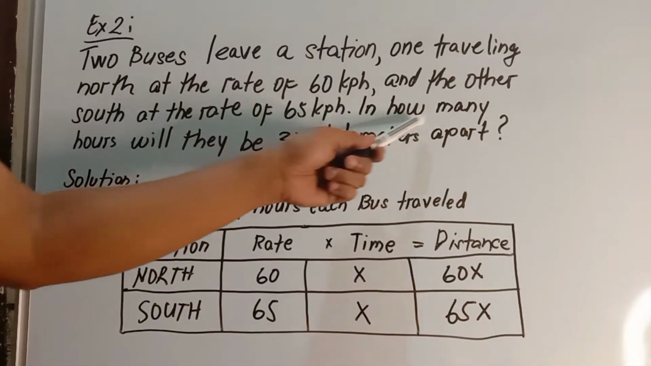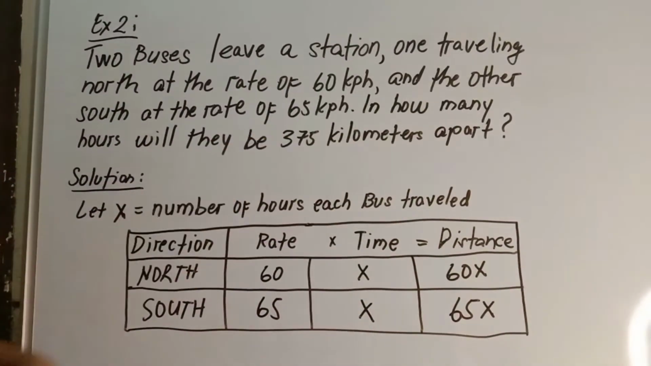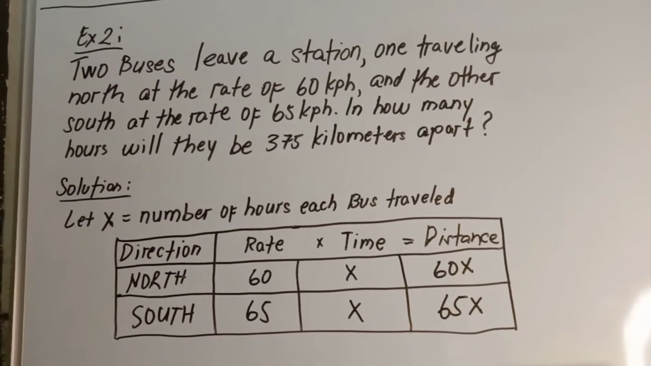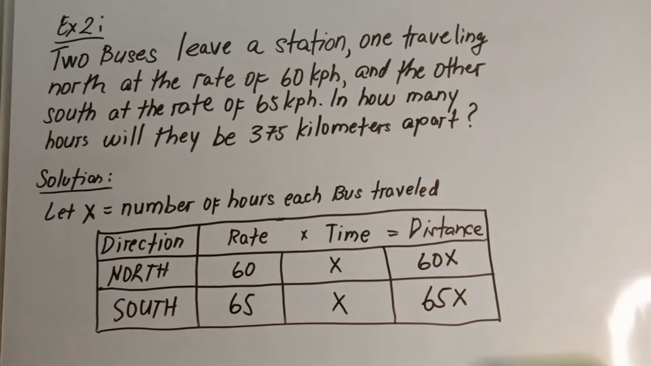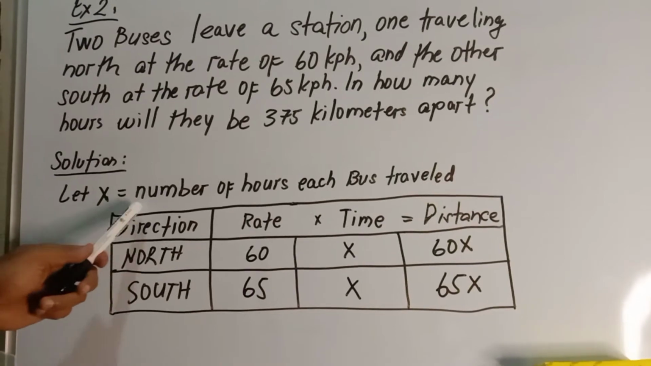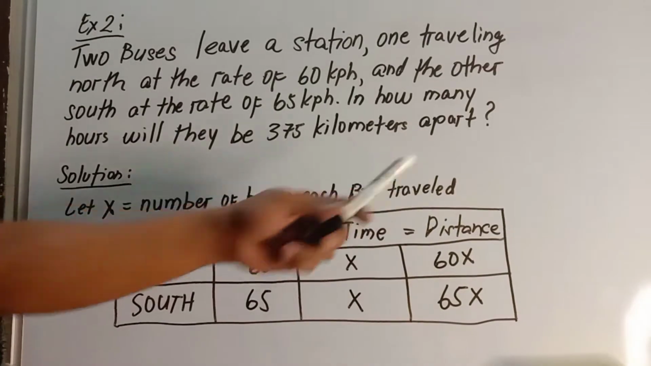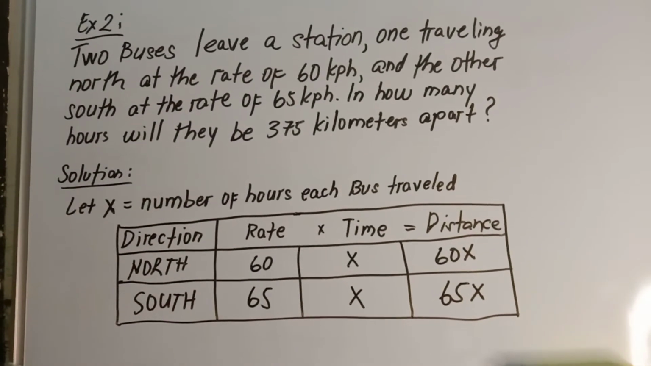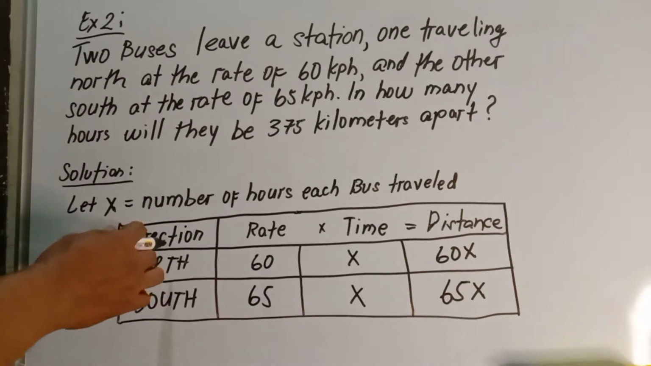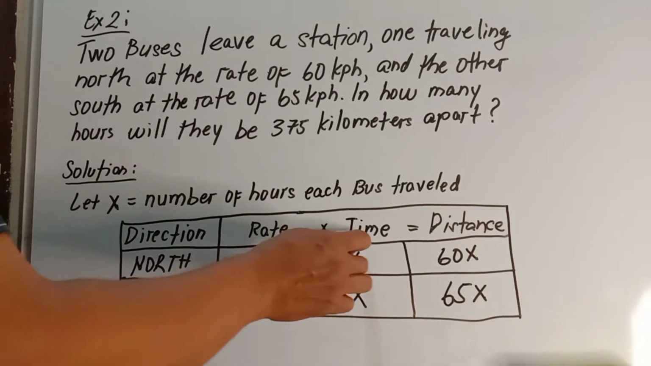Now, in how many hours will they be 375 kilometers apart? As you can see in this problem, we can use an algebraic expression to solve it. Let x be the number of hours each bus traveled. Here I'm showing you a table using the relationship of motion: rate times time is equal to distance.